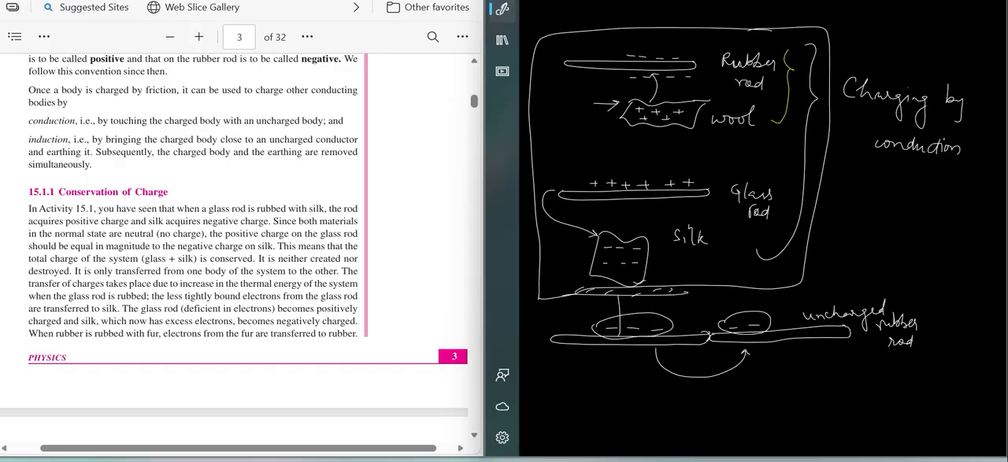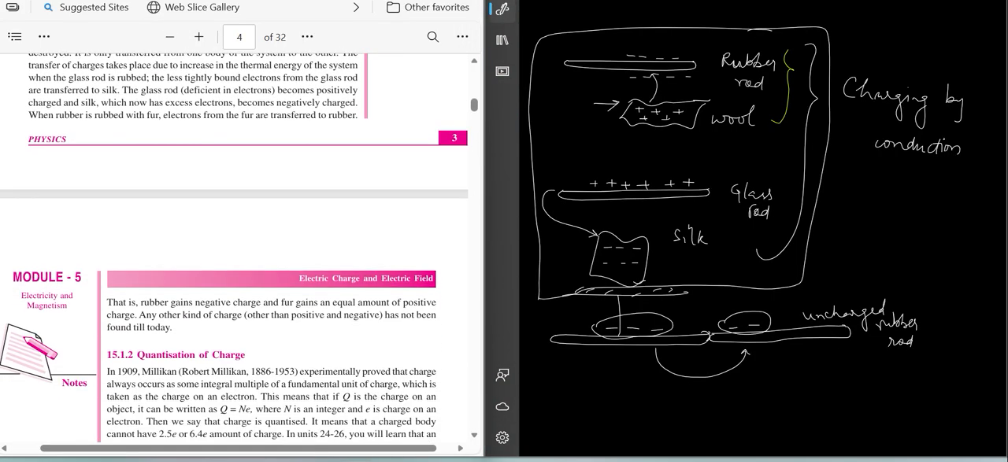So that's what it's saying. There is no new charge we are creating on the rubber rod. There is no destruction of charge on the wool. It's only transfer of some charge from one body in the system to the other. Therefore, a charge can neither be created nor be destroyed. That is the basic understanding of conservation of charge. Okay. And we have only found two types of charges to date, positive and negative. There is no other kind of charge found.